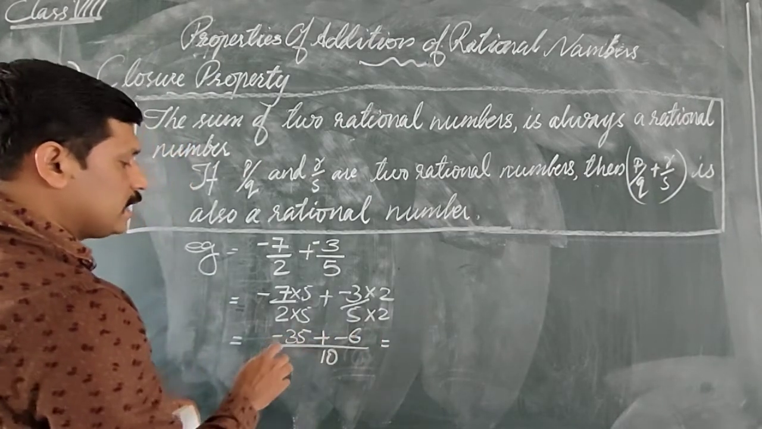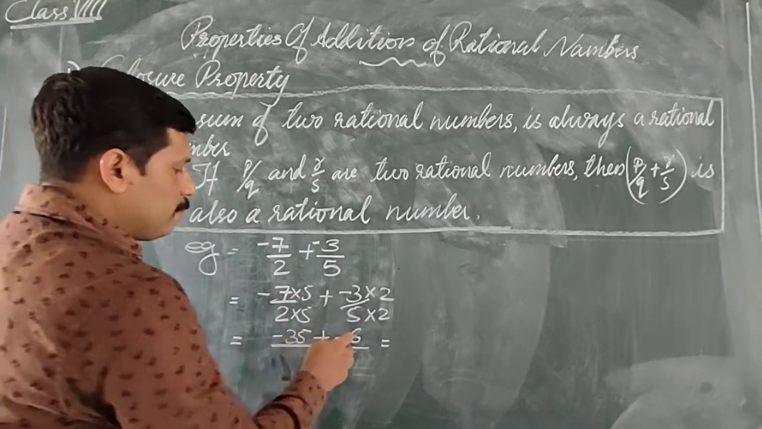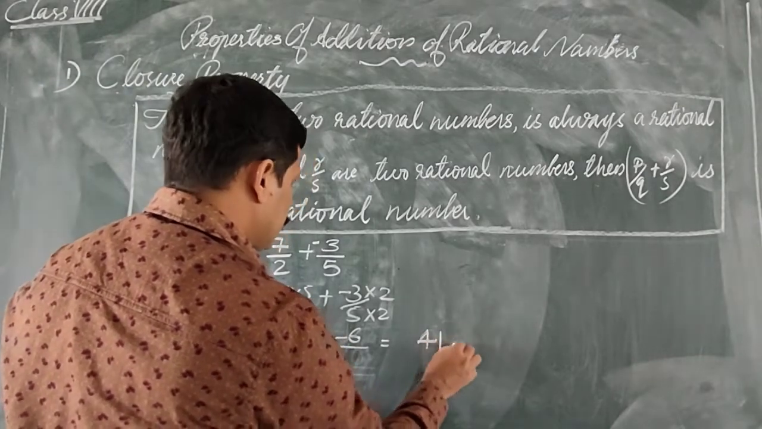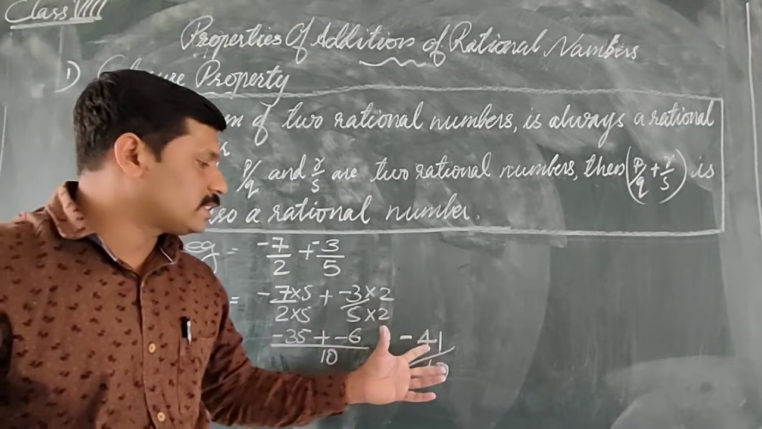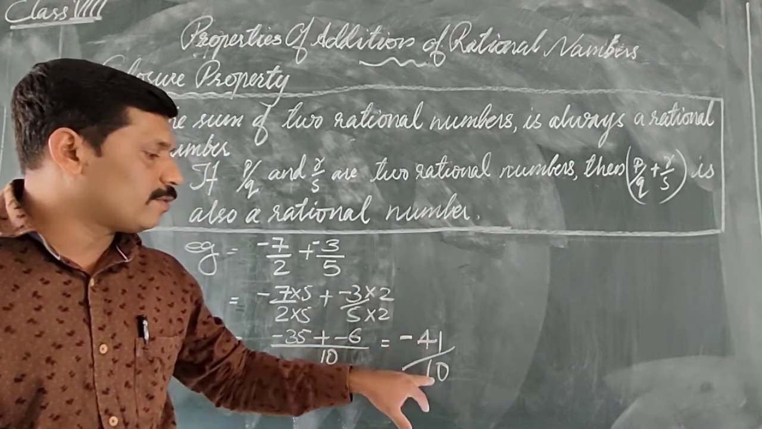As both numbers are negative numbers, we add them. That means 35 plus 6 is equal to 41. 41 upon 10. Both numbers are negative, therefore we place the negative symbol in the answer. So negative 41 upon 10.